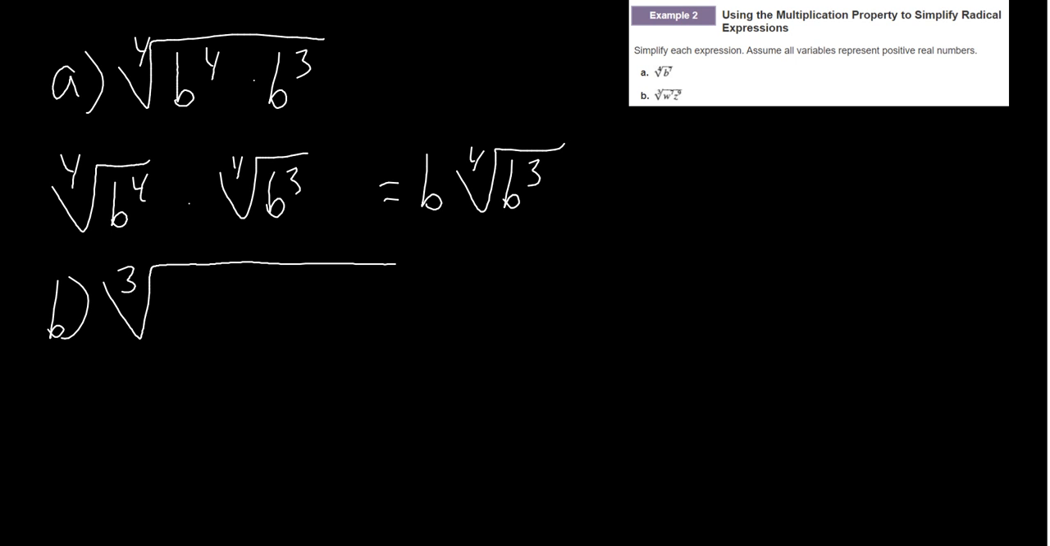Well, what is the fourth root of b to the fourth? Well, that's just going to be b, and then times the fourth root of b cubed. Okay, so that is a. And then for b, we've got the cube root of w to the seventh. Let's just go ahead and write this, and then we can see if we can find a pattern here.